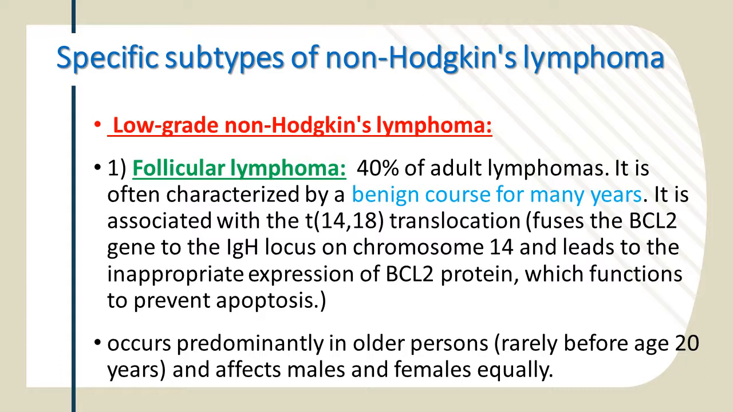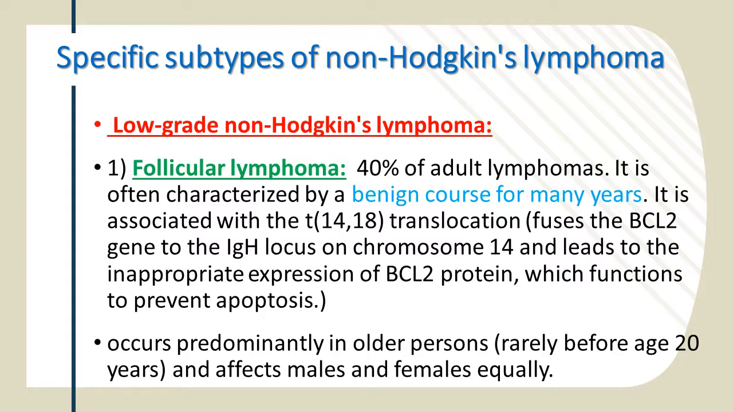Follicular lymphoma accounts for 40% of adult lymphomas. It is often characterized by a benign course for many years. Greater than 85% of follicular lymphomas have a characteristic 14-18 translocation that fuses the BCL2 gene on chromosome 18 to the immunoglobulin heavy locus on chromosome 14 and leads to the inappropriate expression of BCL2 protein, which functions to prevent apoptosis.